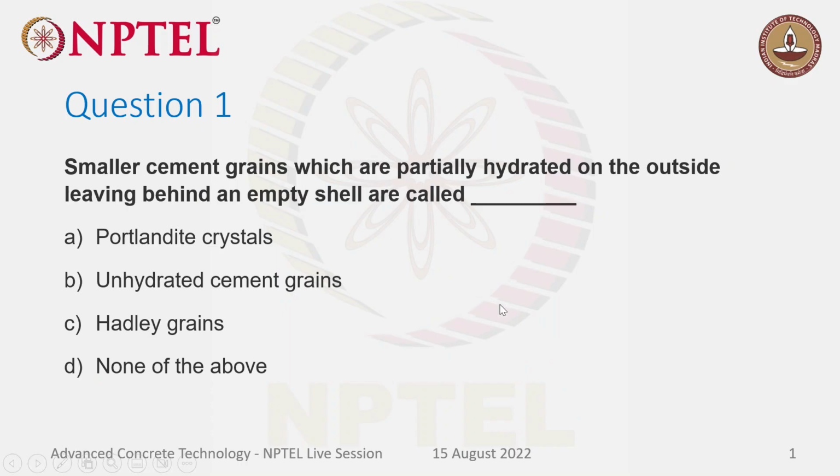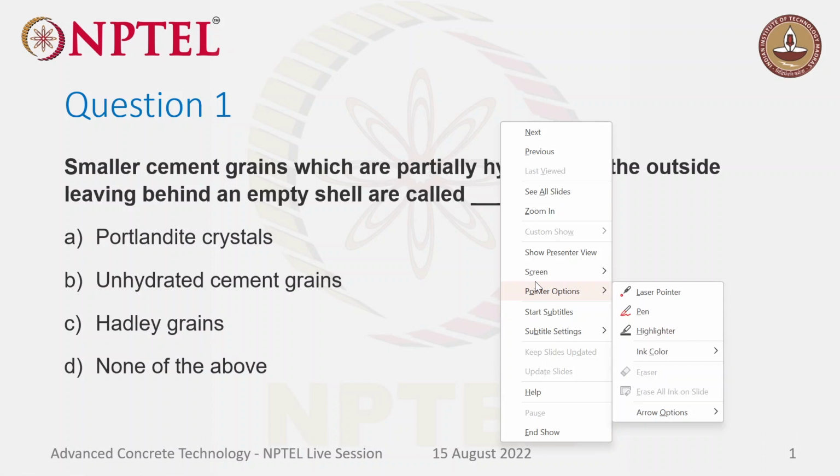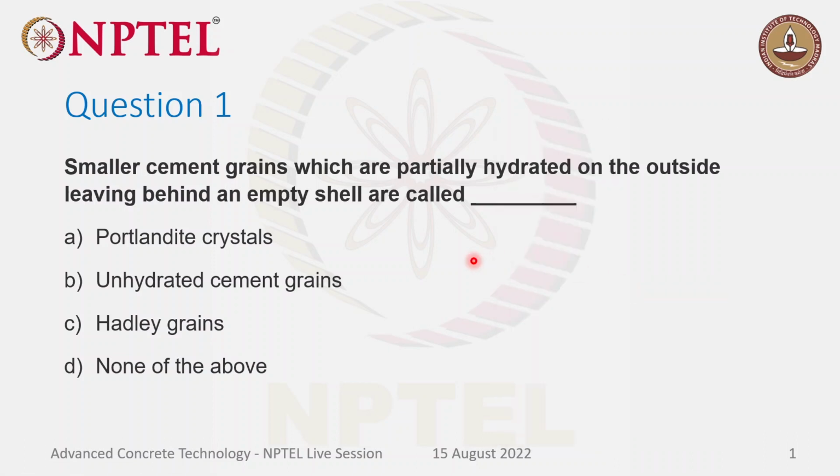Okay then. So the first question is: smaller cement grains which are partially hydrated on the outside, leaving behind an empty shell, are called. I have given 4 options: Portlandite crystals, unhydrated cement grains, Hadley grains, or none of the above. You have to pick any one option and give your answer in polls. If you are not able to give your answer in polls, you can enter your answer in the chat box.